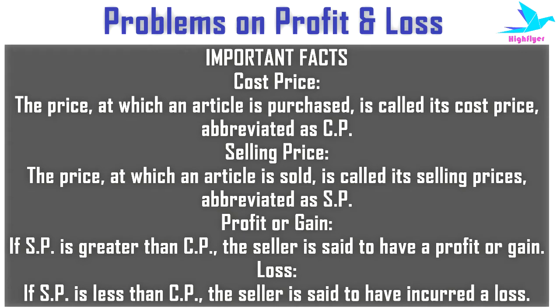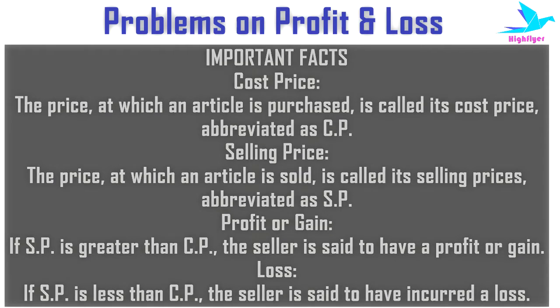The price at which an article is purchased is called its cost price, abbreviated as C.P. Then selling price. The price at which an article is sold is called its selling price, abbreviated as S.P. Then profit or gain. If SP is greater than CP, the seller is said to have a profit or gain. Then we'll talk about loss. If SP is less than CP, the seller is said to have incurred a loss.